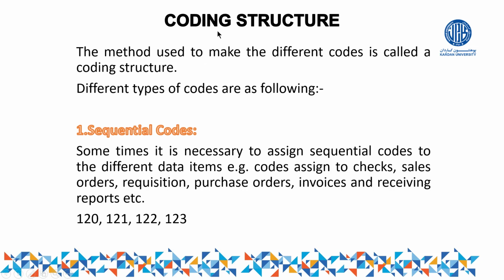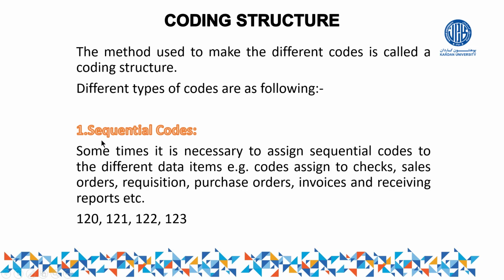After code, of course, the next point is coding structure. Coding structure means the method of making codes, how we can make codes. The method used to make different codes is called what? Coding structure. How to make a code for the organizations can be called the coding structure. There might be several methods of making codes, but I have mentioned only three types.